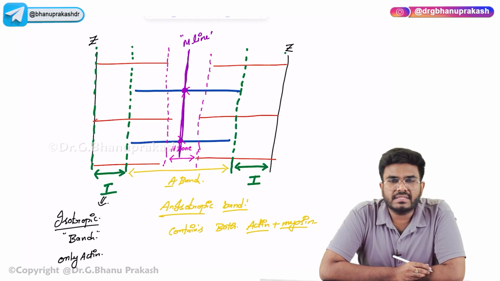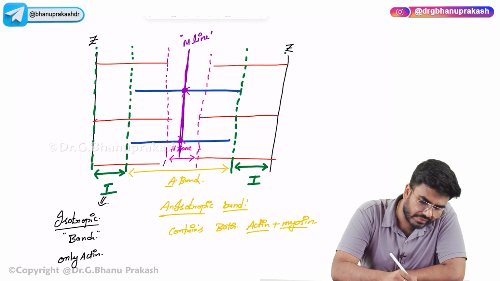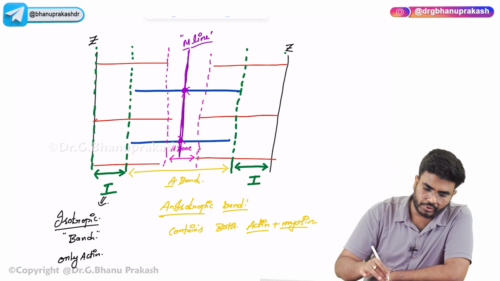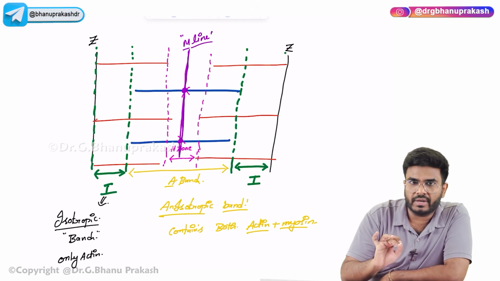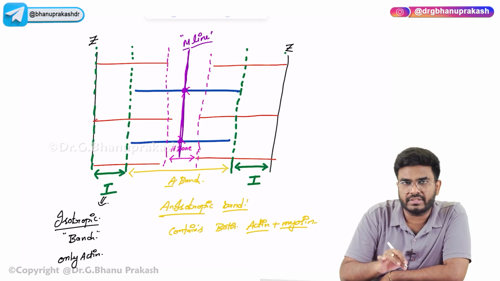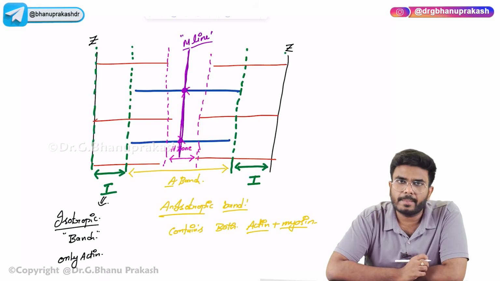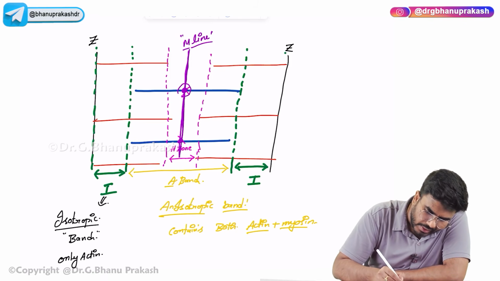So tell me, within a sarcomere, what is the boundary? Z line. And what is the center? M line. M for middle. Just remember M for middle. What else I want you to know is, first point, myosin in the center is attached with the M line, with the help of a protein called myomesin.